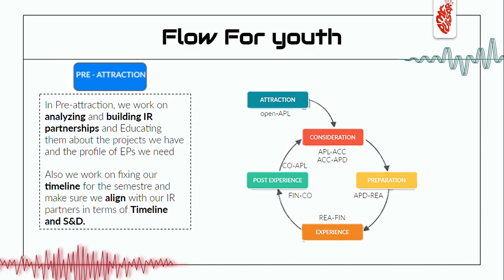Then we dig a little bit deeper and go into the customer flow for youth specifically. We're talking about the attraction, where the EP goes from the phase of open to applied, and then goes into the circle. In the phase of consideration, the EP moves from applied to accepted, and from accepted to approved. Then the EP moves to the phase of preparation, from approved to realized, and from then to the phase of experience, from realized to finished, and then the post experience, from finished to complete.